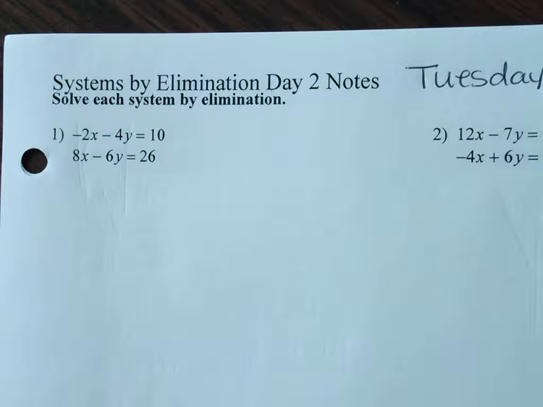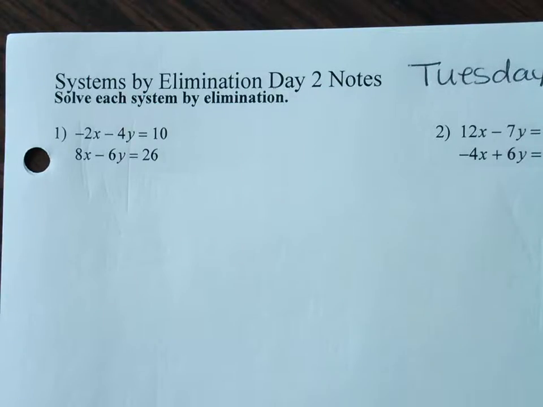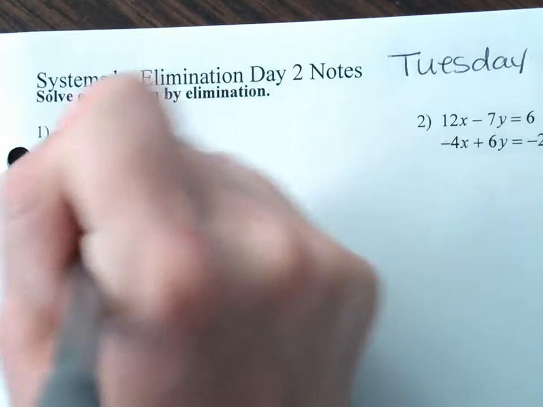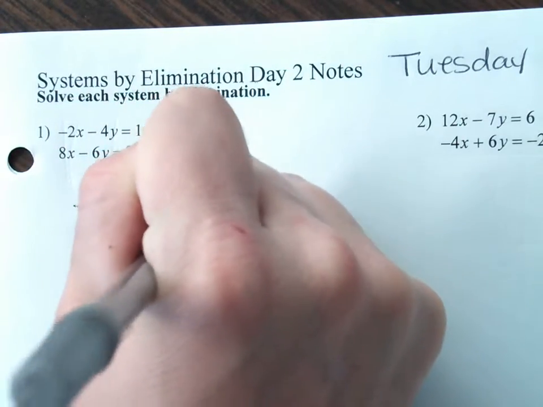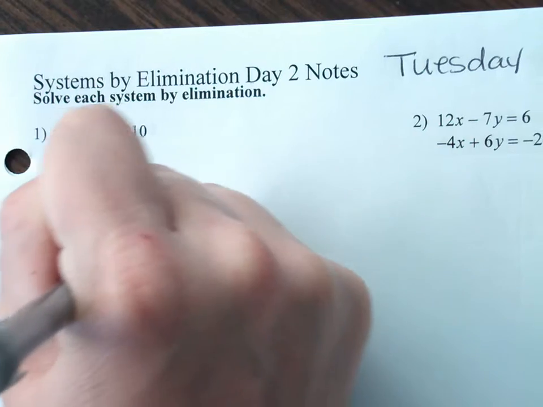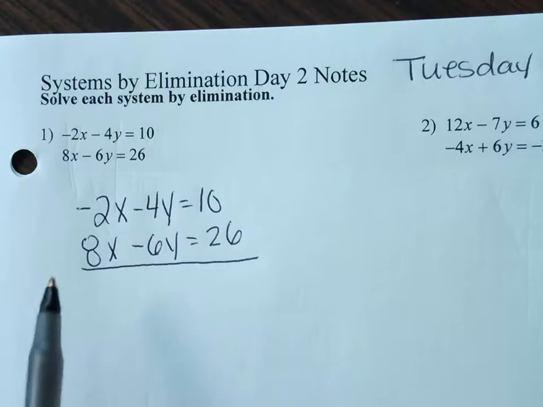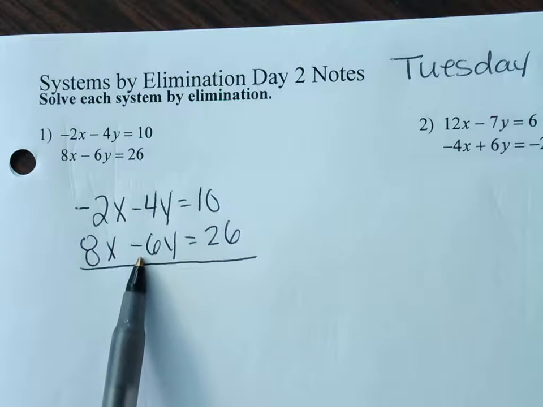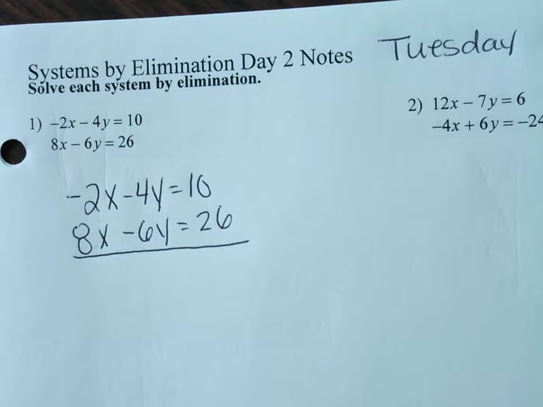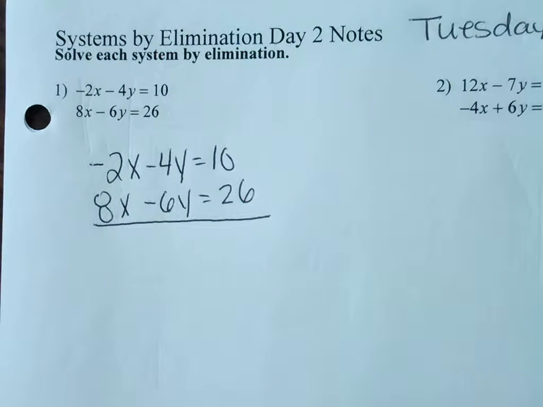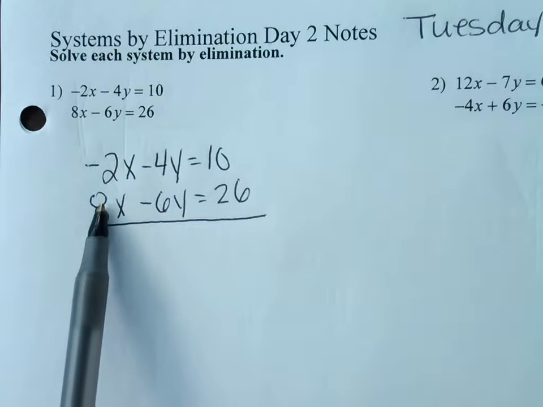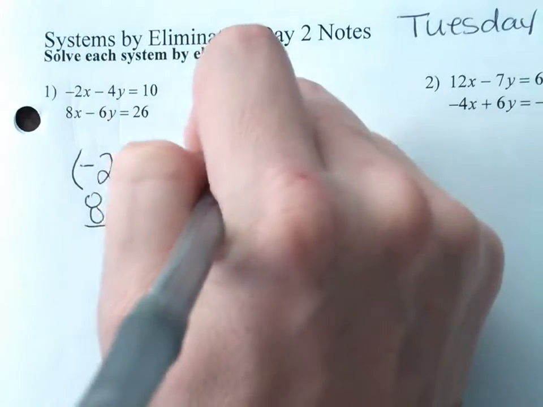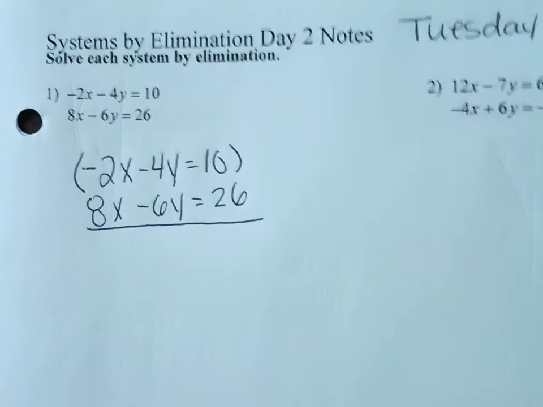Alright, today we're taking our elimination one step further. Yesterday, we had to look to see if something could cancel, and we had opposites. Negative 2x and 8x are not opposites, and negative 4y and negative 6y are not opposites. So we need to choose one of our variables that we want to eliminate. I can make the negative 2 opposite of 8 by multiplying this entire top equation by 4.